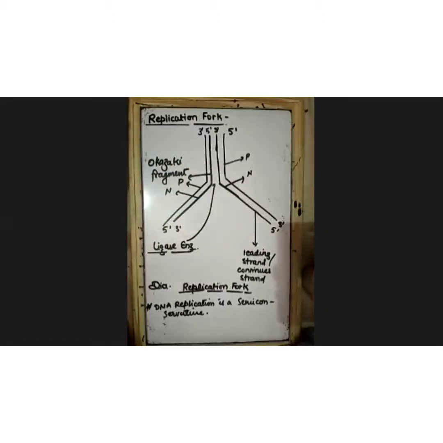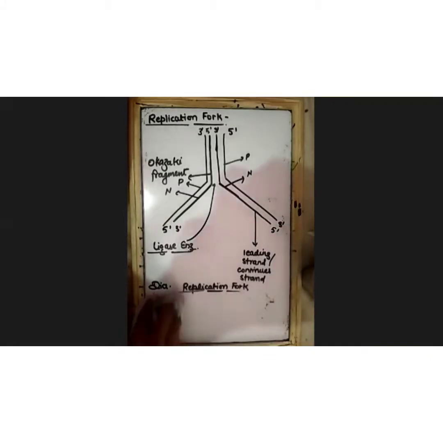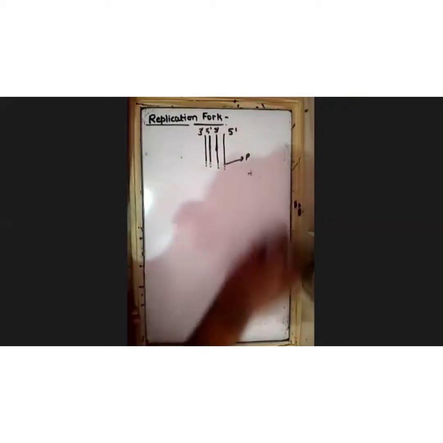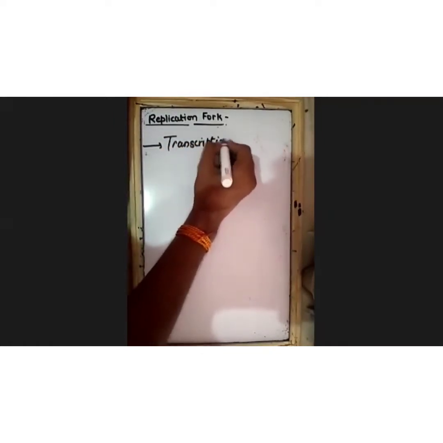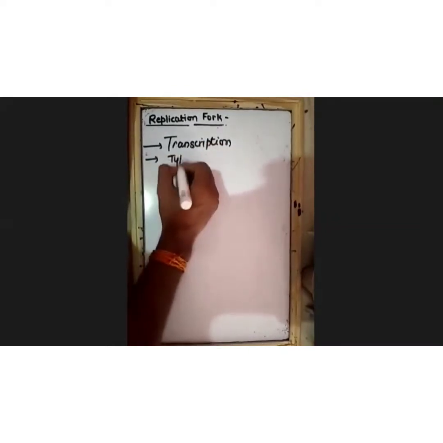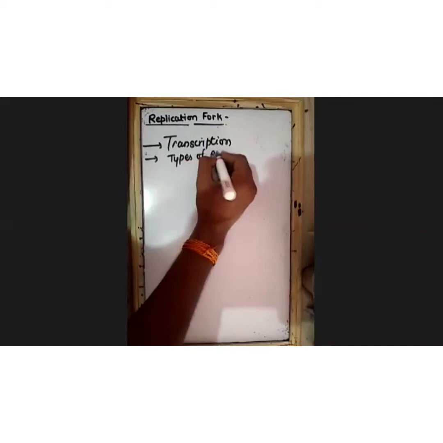Noor, Pranit. Okay. So in the next lecture, we will discuss the next topic, that is transcription. Transcription is the process in which DNA will convert into the mRNA, that is the messenger RNA, and we will discuss the different types of RNA in the next lecture. So next lecture we will discuss the topic transcription and types of RNA.